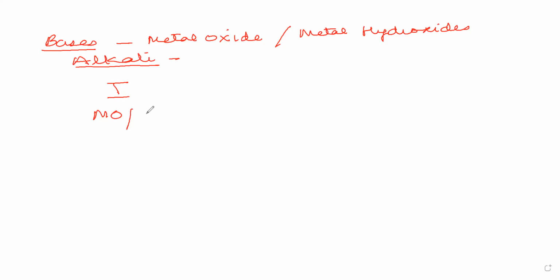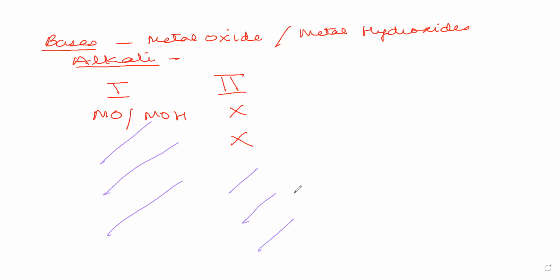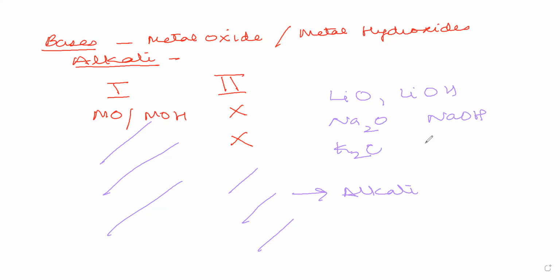We can say that all the group 1 metal oxides and metal hydroxides, and group 2, leaving the first two elements of group 2, the rest of them are basically your alkalis. So all of group 1 includes lithium oxide, lithium hydroxide, sodium oxide, sodium hydroxide, potassium oxide, potassium hydroxide. Similarly, leaving the first two in group 2, the remaining ones, calcium oxide, calcium hydroxide, barium oxide, barium hydroxide, are basically alkalis.